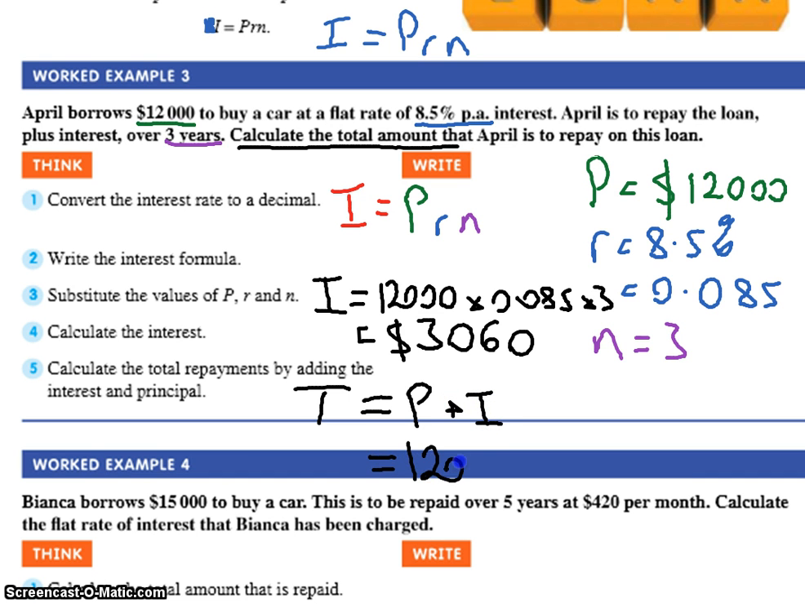Which equals 12,000 plus the 3,060, which gives you, I'll do it over here so it's not over, 15,060. Cool. So the simple interest formula will find out how much interest they've paid, but to get the total, you have to add on the principal as well. Everyone happy with that?